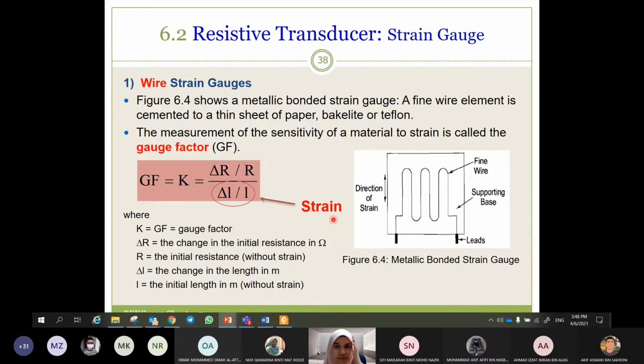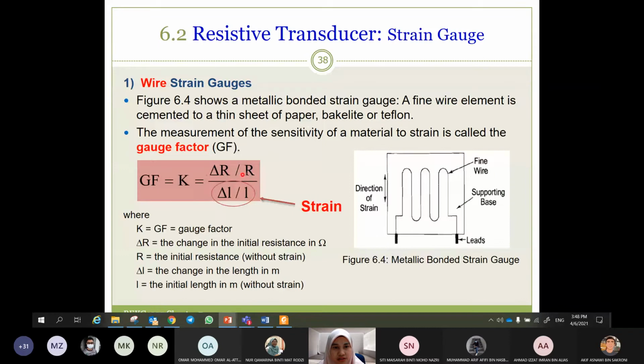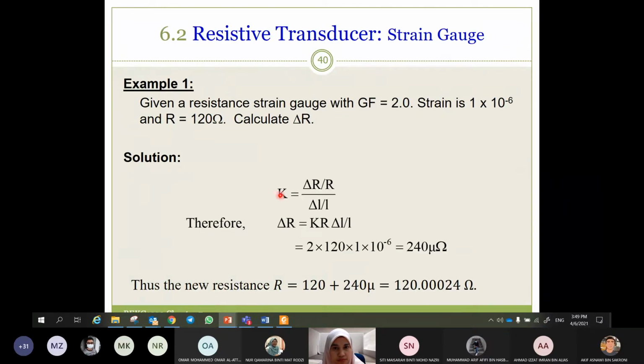Any question? Gauge factor is the ratio of the fractional change in electrical resistance to the fractional change in length. So fractional change in resistance over fractional change in length. GF for metallic strain gauges is usually around 2. The actual GF is provided by the sensor vendor or sensor documentation in your data sheet.